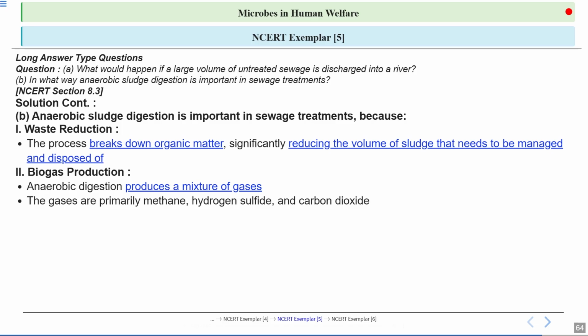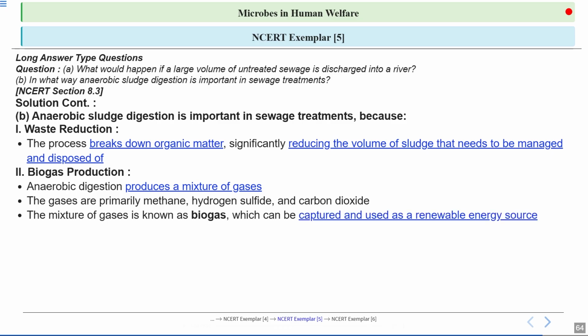Now the main gases which are produced are methane, hydrogen sulfide, and carbon dioxide. Methane in particular is quite valuable because it can be used as a fuel. It is flammable. This mixture of gases, methane, hydrogen sulfide, carbon dioxide, as well as hydrogen, is known as biogas. This biogas can be collected and used as a renewable energy source.